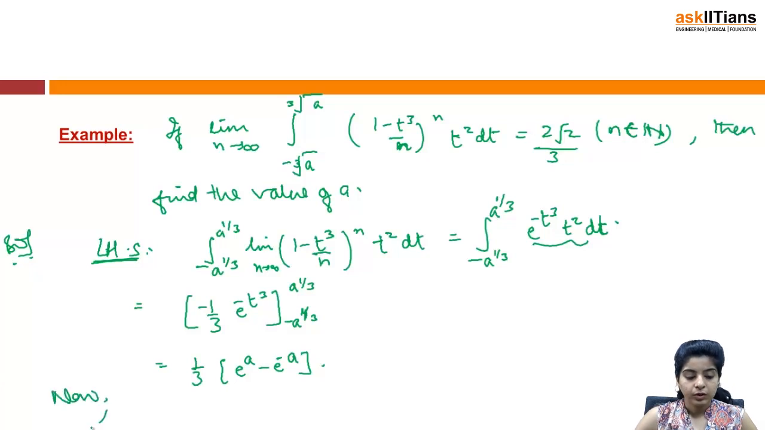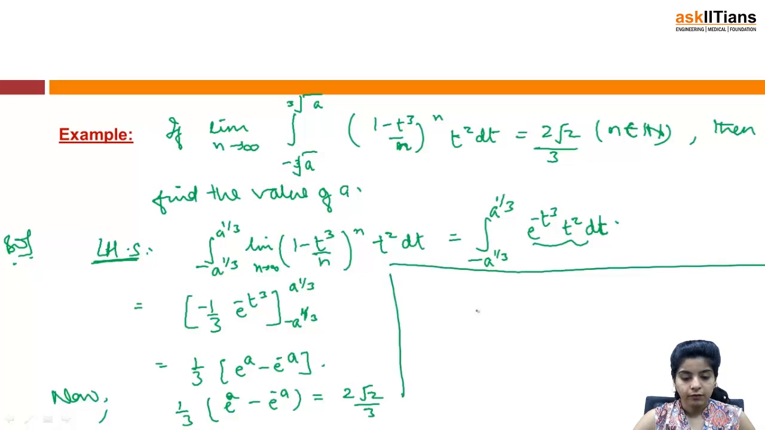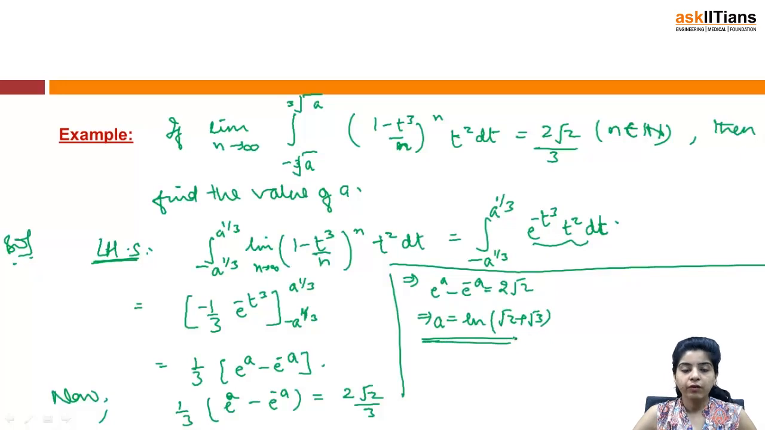So this is equal to 1 by 3 times (e raised to a minus e raised to minus a). Now I equate LHS equal to RHS, because it was given that this limit as n tends to infinity is equal to 2 root 2 by 3. So that means e raised to a minus e raised to minus a is 2 root 2, and therefore a is ln of (root 2 plus root 3), and this is the required value of a. So see, definite integration is quite simple, it is just parallel to indefinite integration, but you just need to concentrate on the limits, that's it.